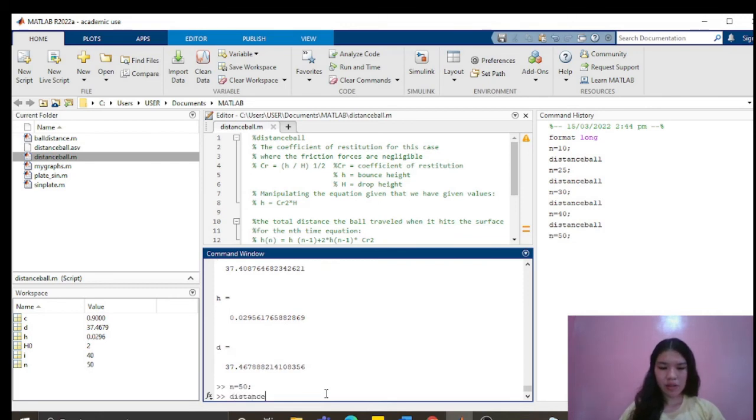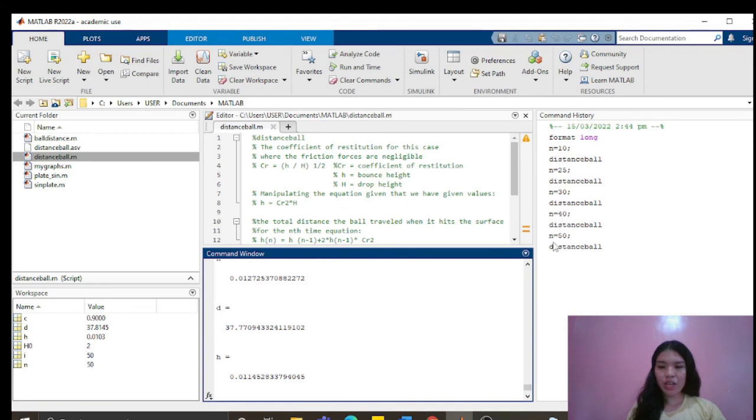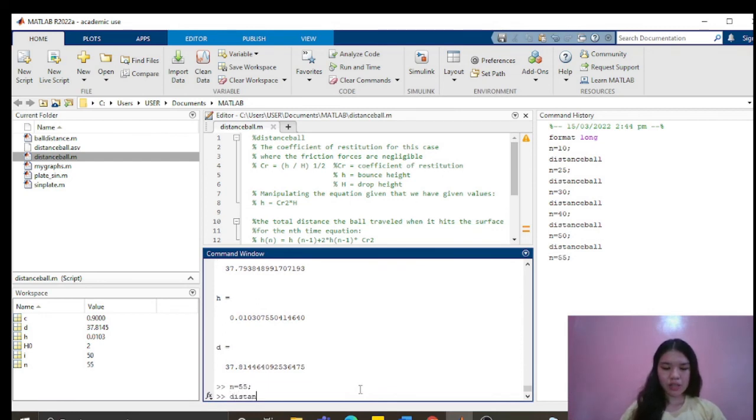Distance ball. So it's still 37. For N equals 40, 37, then N equals 50, it's still 37. We'll try another one, so 55. Distance ball.